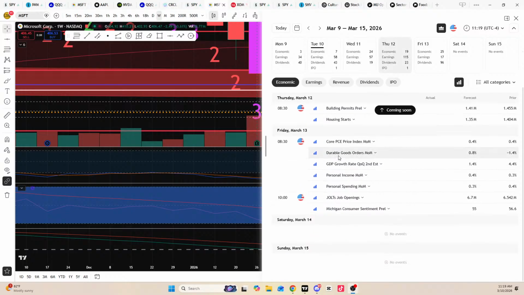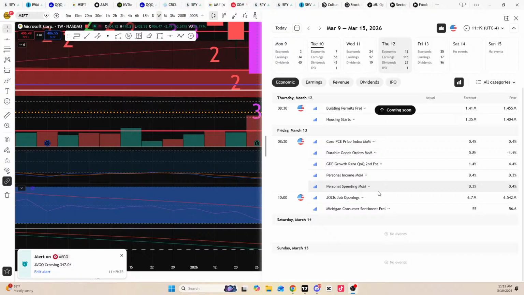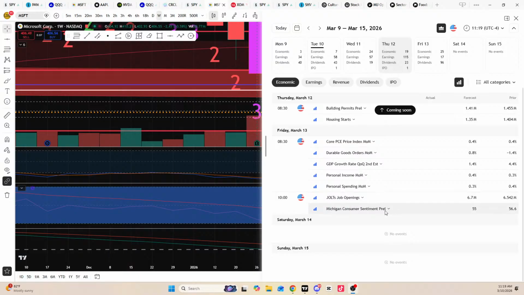Friday, we got core PCE, durable goods orders, GDP, personal income, personal spending, jobs report, and Michigan consumer. So this is a lot of reports based around the consumer's activities. So our personal income, our personal spending habits month over month, the job openings, and Michigan's consumer sentiment. So how this survey is measuring consumer sentiment towards the market.